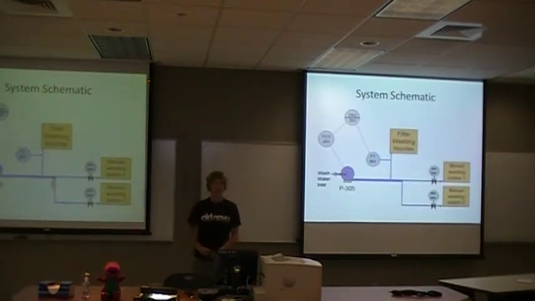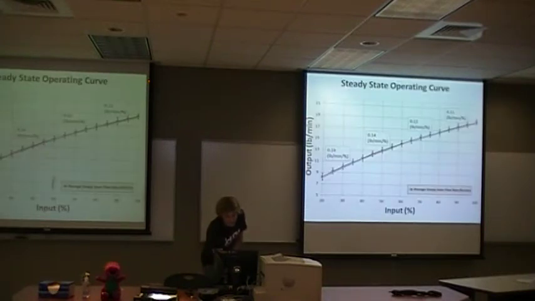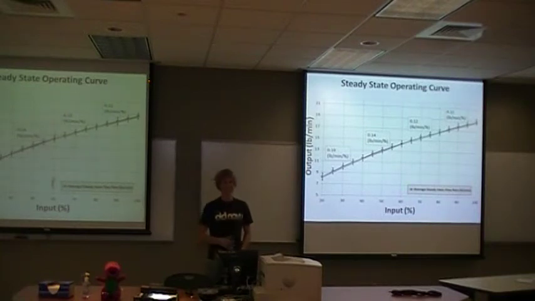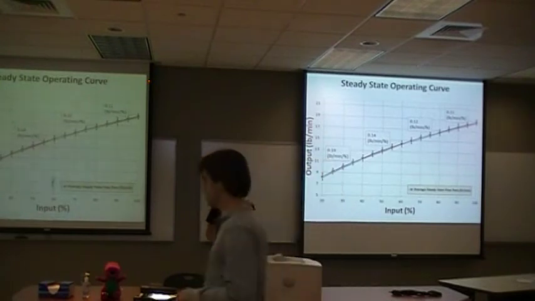Here's a schematic of our system. It's a centrifugal pump. Here's the block diagram, steady state operating curve. Here's the steady state operating curve. This has an average slope of about 0.13. It's vaguely linear, but not quite.